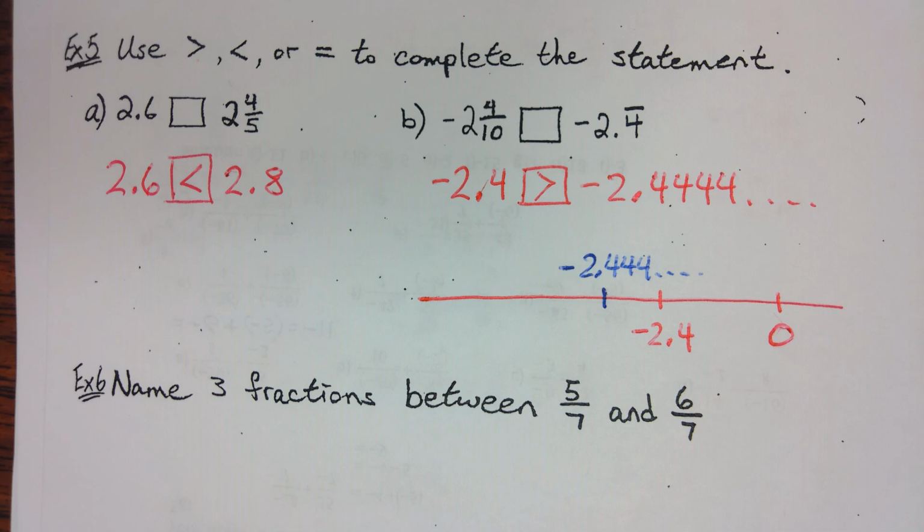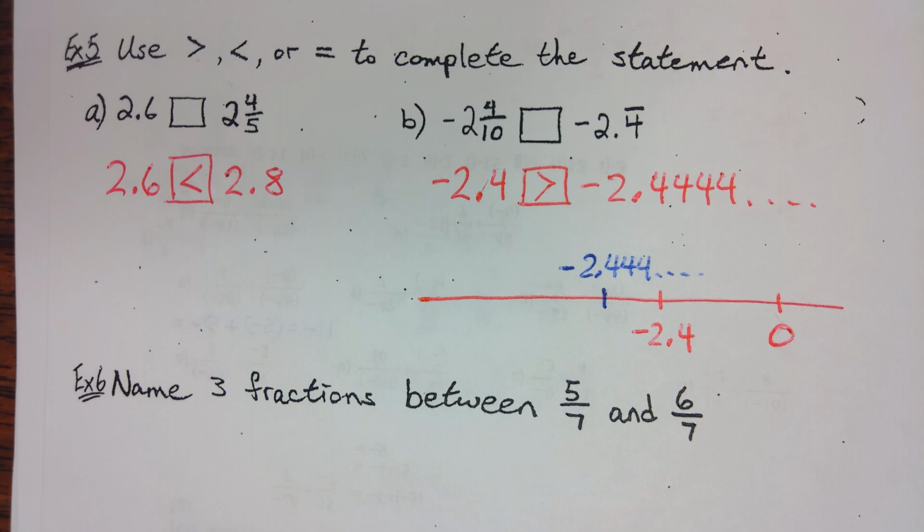Okay, last example. Name 3 fractions between 5/7 and 6/7. If you're thinking 5.5 over 7, nah, because we just said decimals and fractions, they hate each other. They don't mix. So if you write 5.5 or 5.1, that's no good.